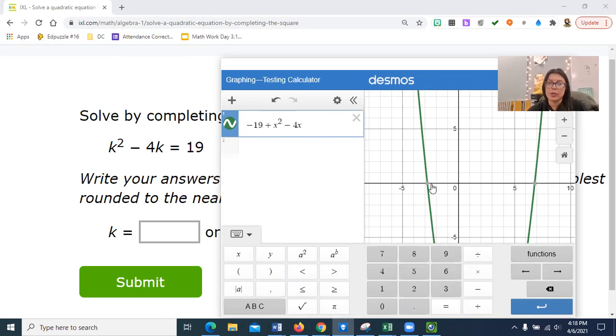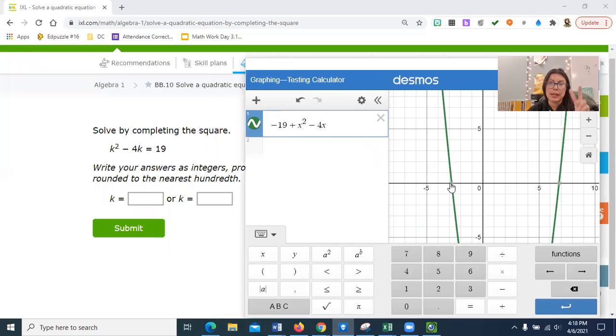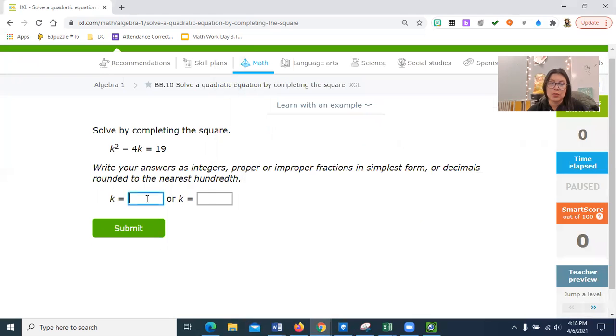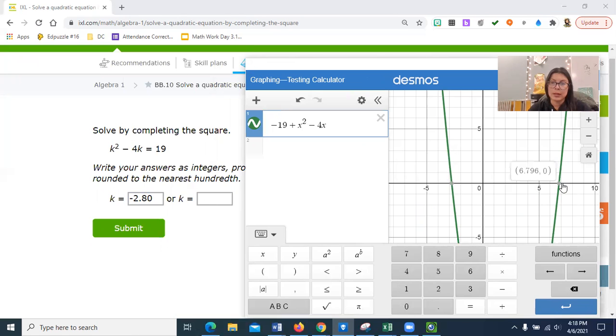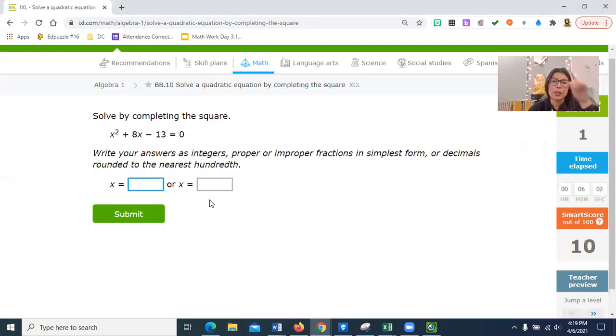All right, so let's see where the zeros are. Negative 2.79, and then 6.7. So what does it tell me to round to? The nearest hundredth, so that's the second number after the decimal. So it's the 9, but after the 9 is a 6, so it rounds up to negative 2.8. And then 6.8. I was going to count it wrong because I put the 0. Okay, good.